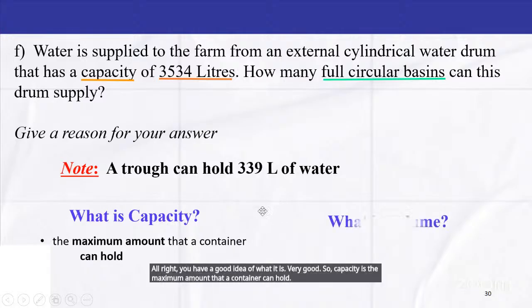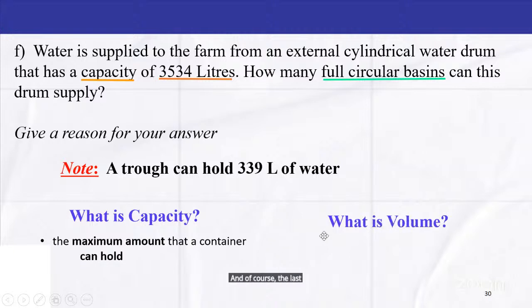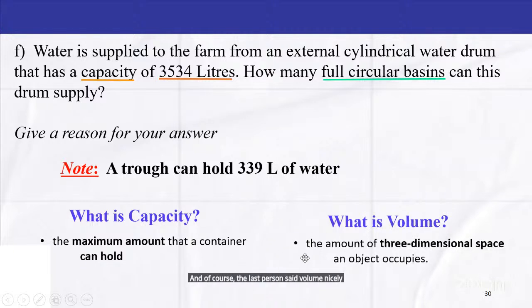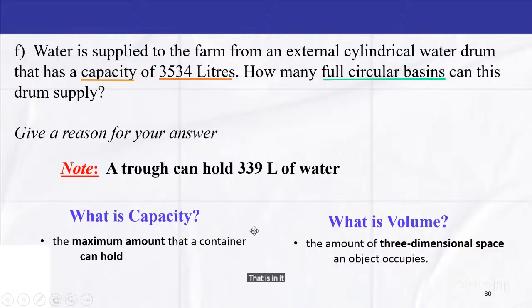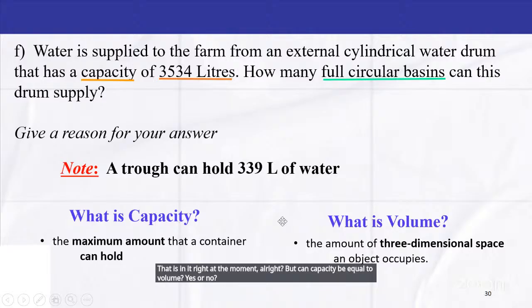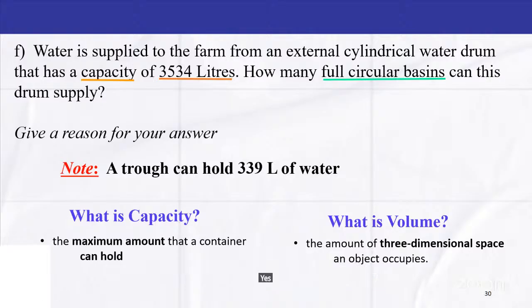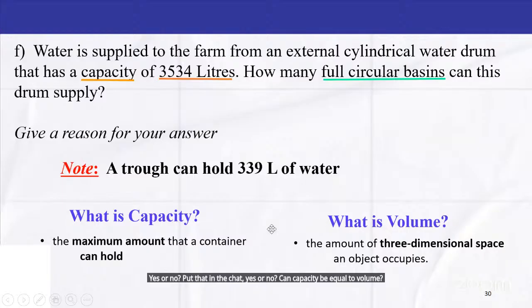And of course, the last person said volume, nicely, is the amount that the object actually occupies, that is in it right at the moment. All right? But can capacity be equal to volume? Yes or no? Put that in the chat. Yes or no? Can capacity be equal to volume? Marlon says no.